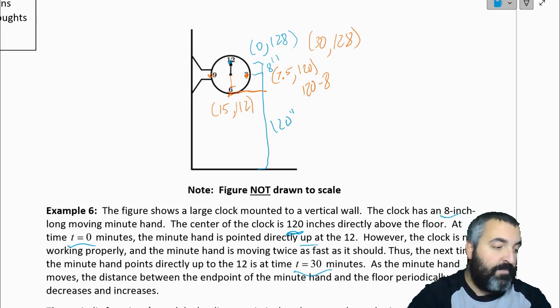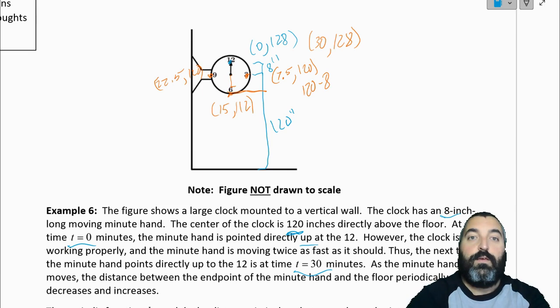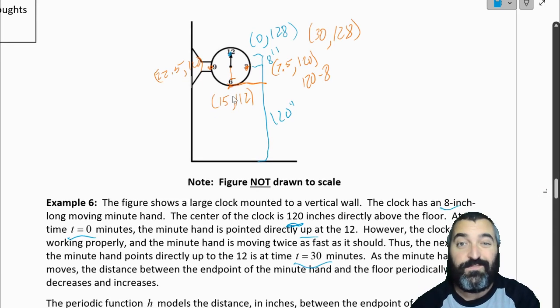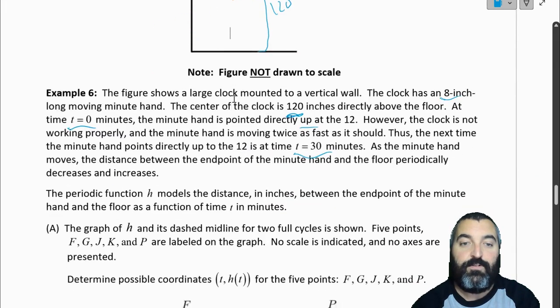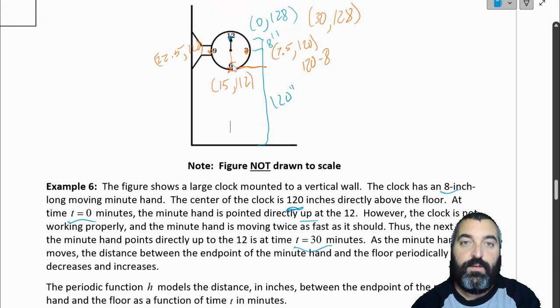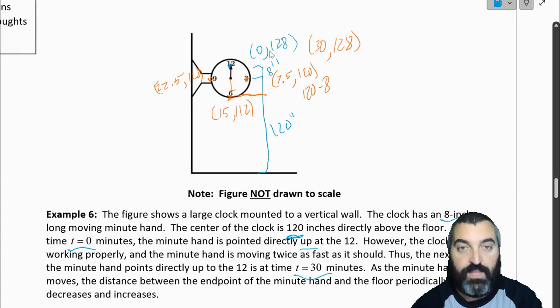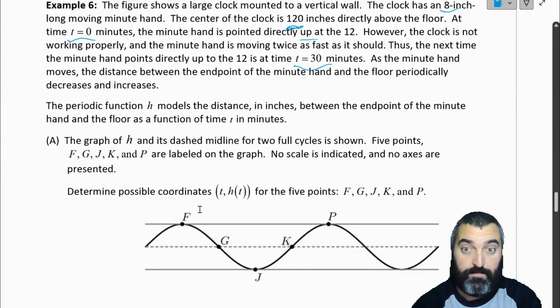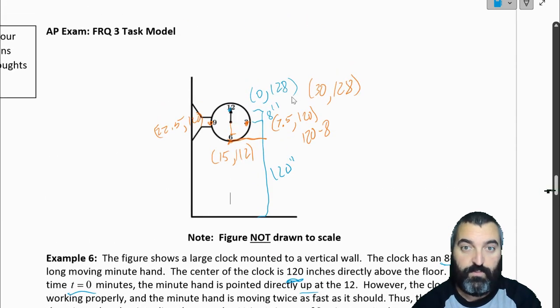And then we do that same idea here. Well, from 15, we're going another 7.5 minutes, so this point would be 22.5, comma, 120. And then we're back at the 30-minute mark. And guess what? We just figured out all those points. We just have to think about where they match up. The first point is 128, that's a maximum. Again, look at all the y values: 128, 120, 112, 120, and then 128 again.